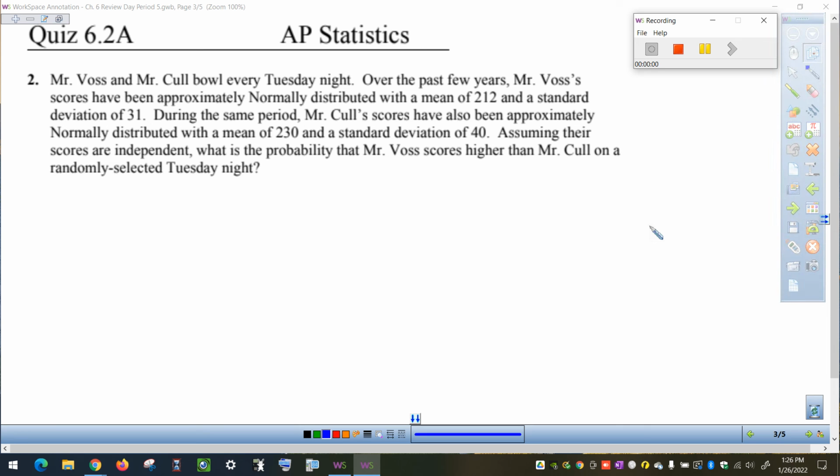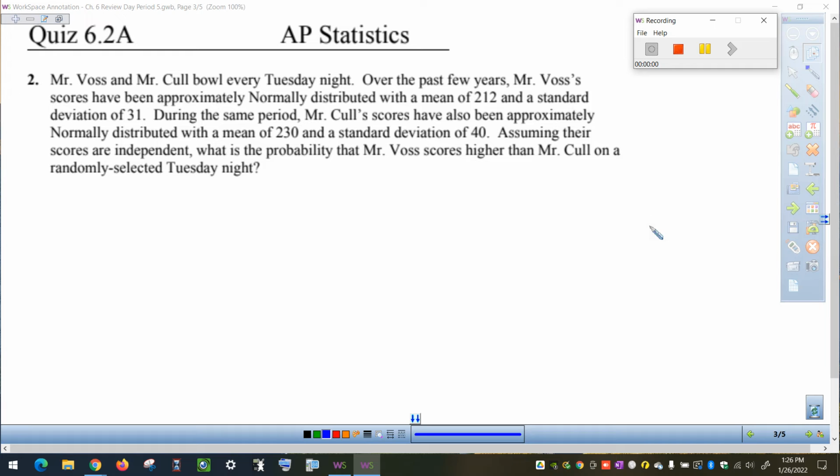Here we have the two friends, Mr. Voss and Mr. Cole. They bowl together every Tuesday night. It tells us that their scores are both approximately normally distributed, and it gives us the mean and the standard deviation for each one. And so we're going to assume that their scores are independent. Here we want to find the probability that Mr. Voss scores higher than Mr. Cole on a randomly selected Tuesday.